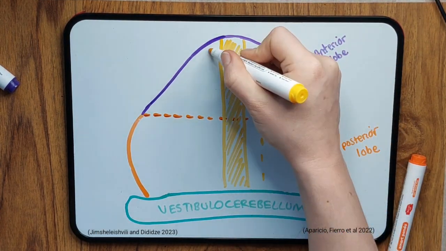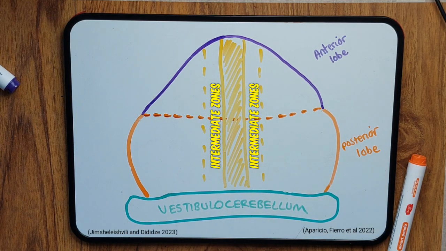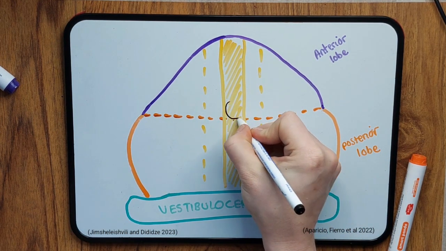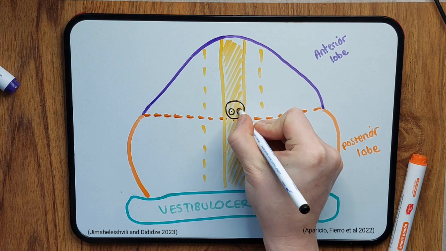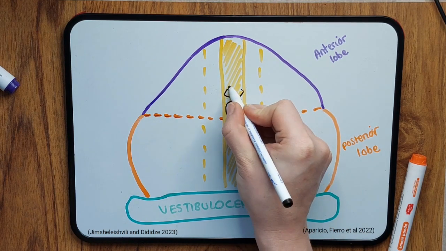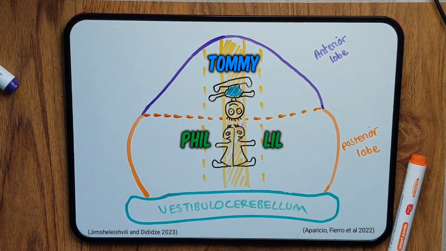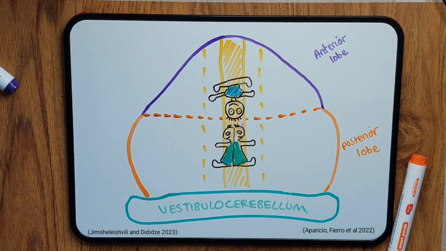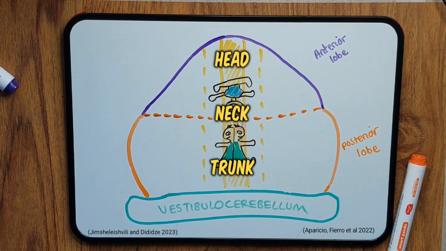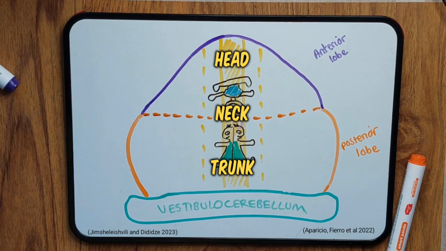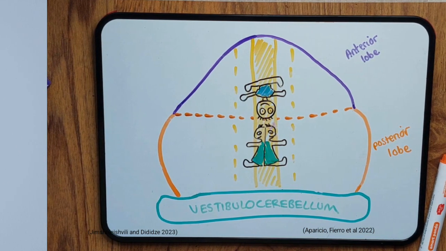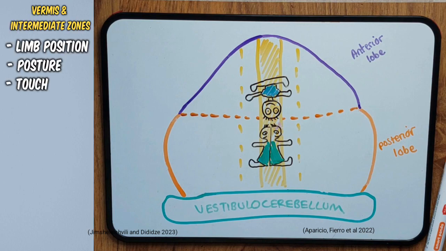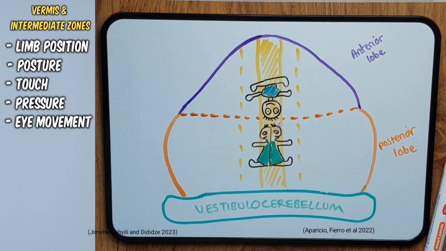The vermis has outer layers called intermediate zones, or paravermal zones. It contains sensory homunculi, or little men, represented by Tommy, Phil, and Lil. They show us where each part of the body is processed. The vermis receives sensory information from the head, neck, and trunk, and the intermediate zones from the limbs. Both are involved with limb position, posture, touch, pressure, as well as eye movement.